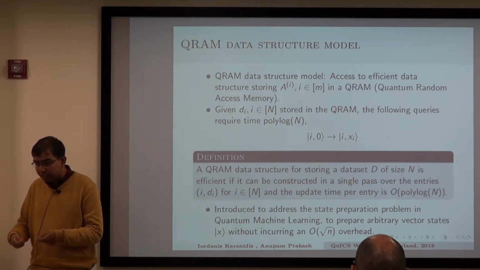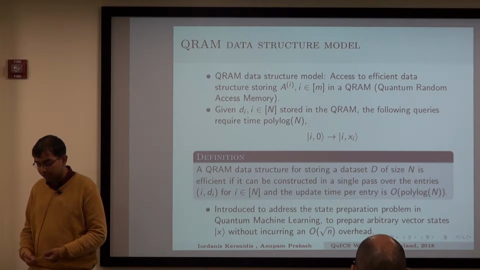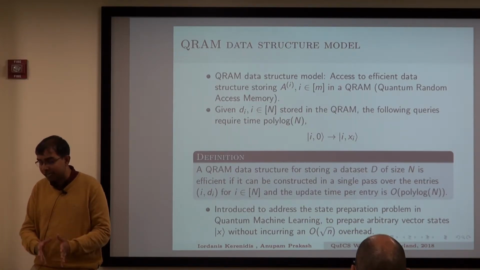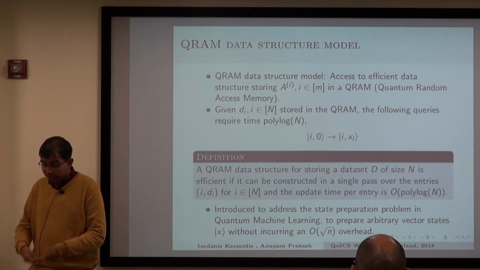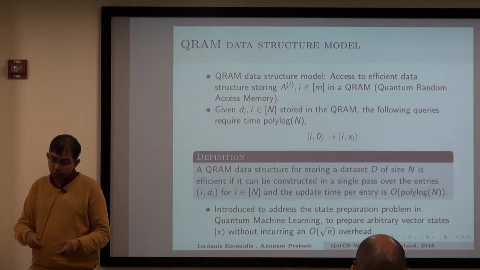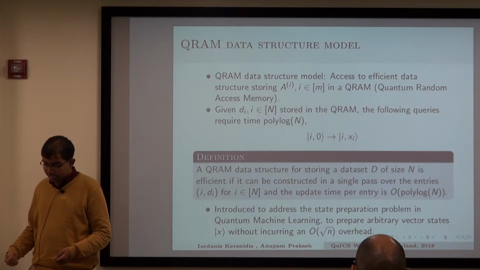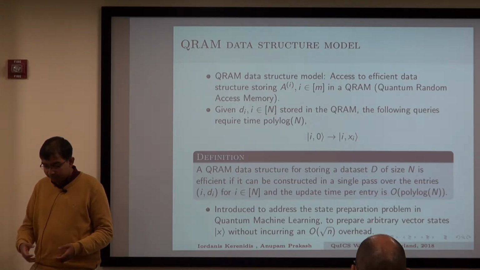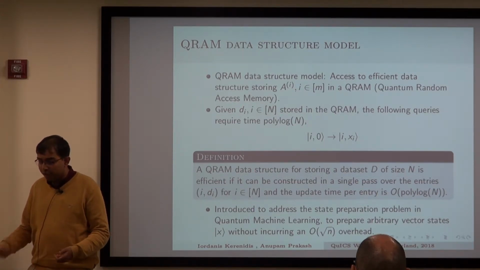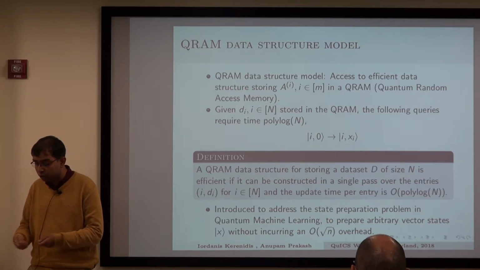So let me define what an efficient QRAM data structure would mean. A QRAM data structure for storing a data set D of size n, I would call it efficient if it can be constructed in a single pass over the entries that are being stored. Like it looks only once at the entries (i, d_i). And the update time for this data structure is polylog n. So each insertion or change in value or update of the data takes time polylog n. So we have solutions with time log squared n for every update.